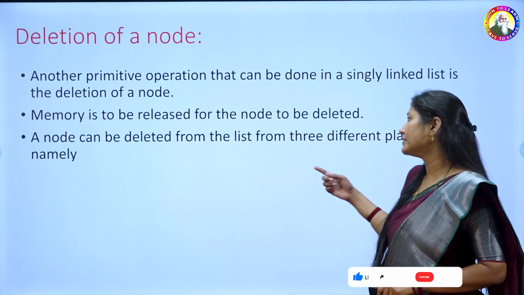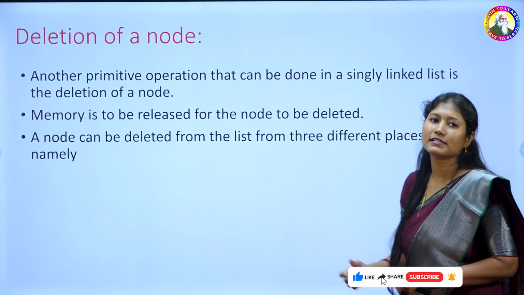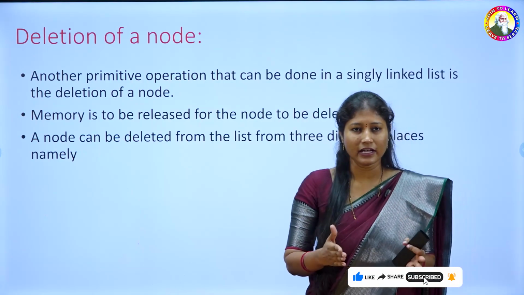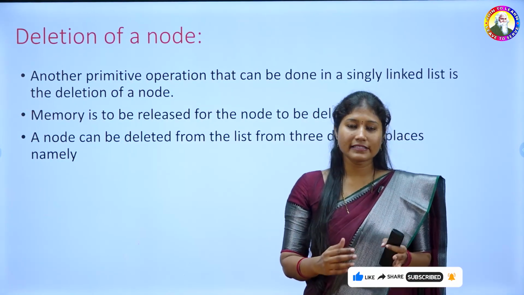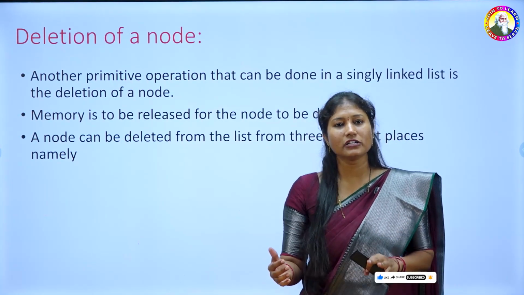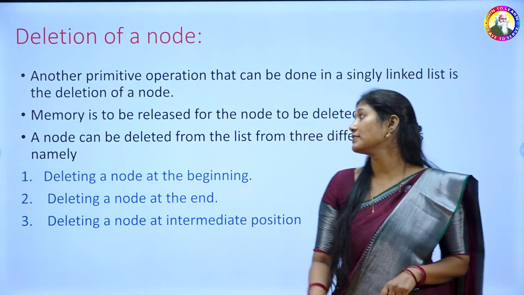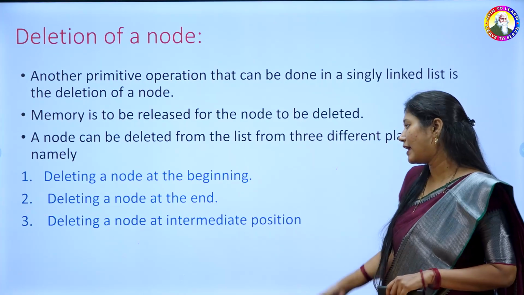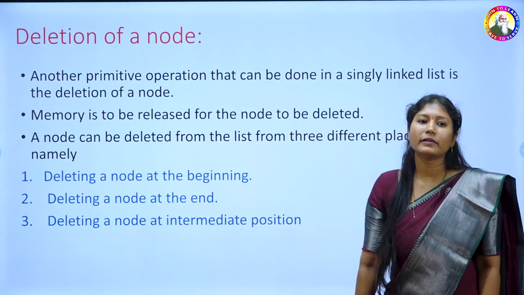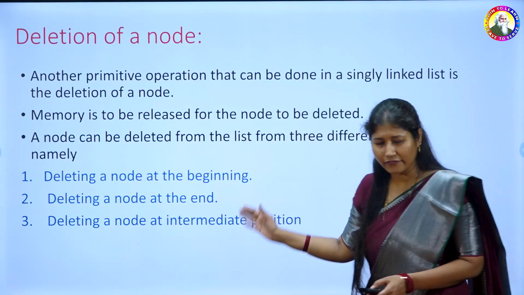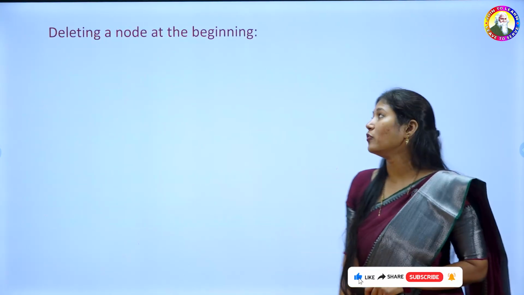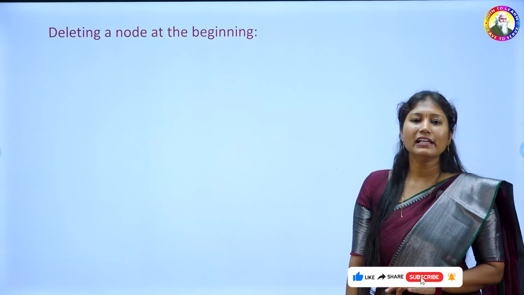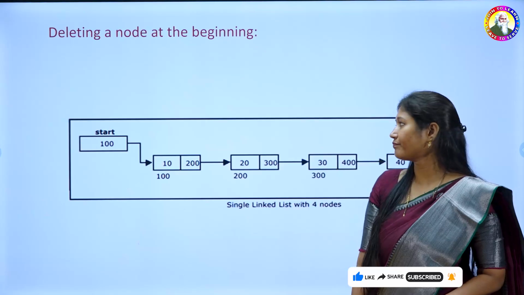A node can be deleted from the list from 3 different places. Again, just as we inserted in 3 different ways, in the same way we are going to see the deletion also in 3 different places. That is deleting a node at the beginning, deleting a node at the end, and deleting the node at the intermediate position. These are the 3 different deletions of a node. First, we will see deleting a node at the beginning.